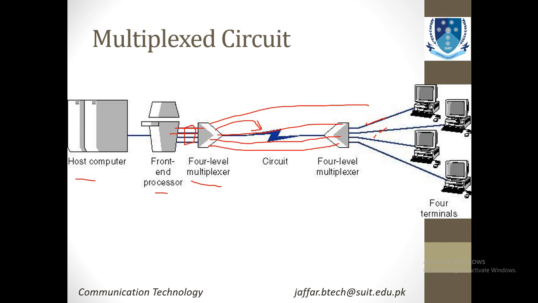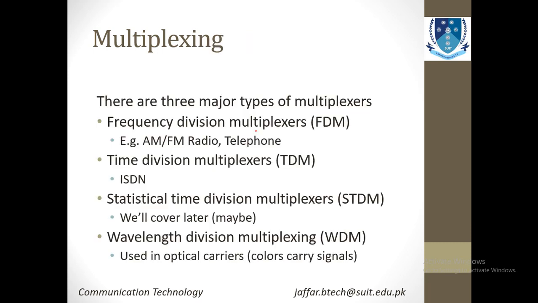You can see that this is system A, let's say this is system B, this is system C, and the last one is system D. So you can have 4 terminals and one single common shared line. There are basically 3 major types of multiplexers, but we will discuss only 2 of them. Basically there are 4 mentioned over here. The first one is FDM, frequency division multiplexing. The second is TDM, time division multiplexing. The third is statistical time division multiplexing, which is a subclass of time division multiplexing, and the last one is wave division multiplexing. We will discuss all of these one by one.